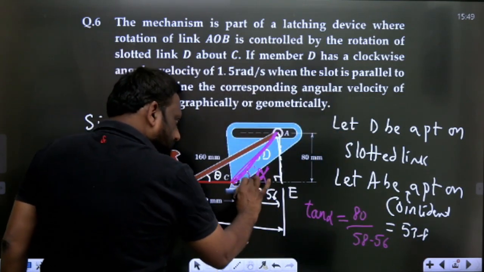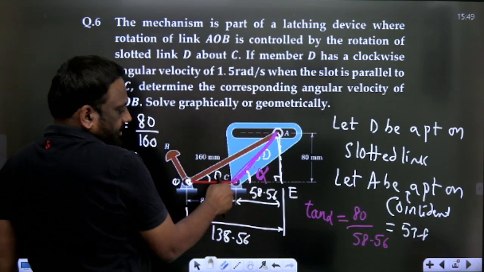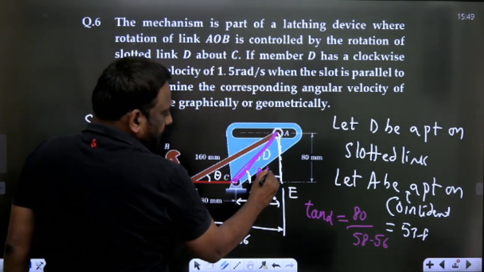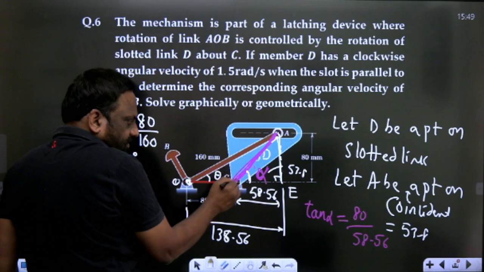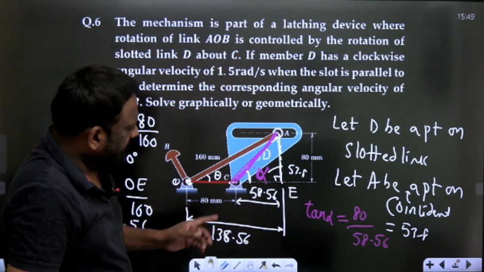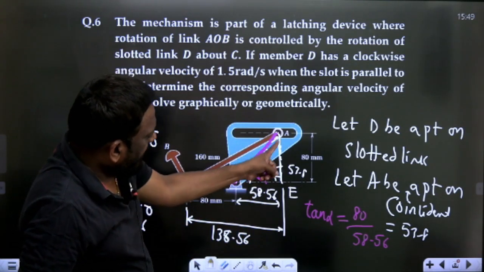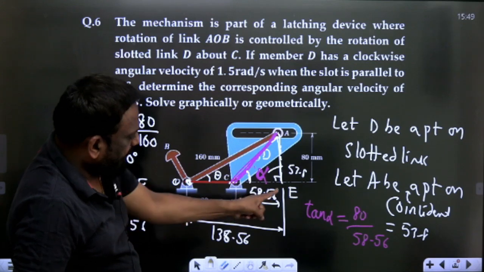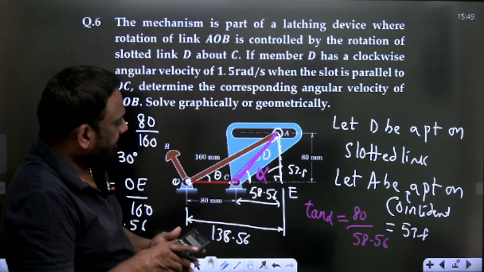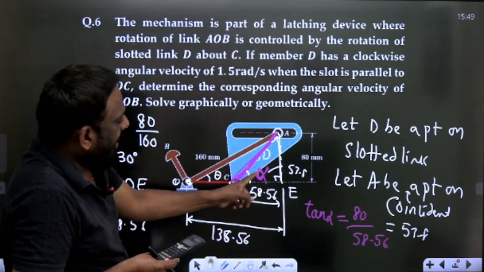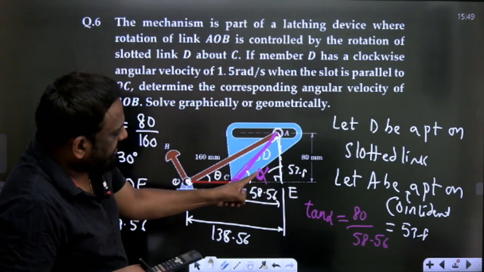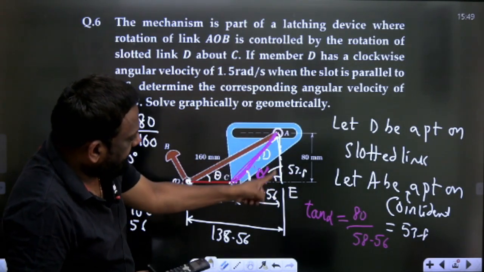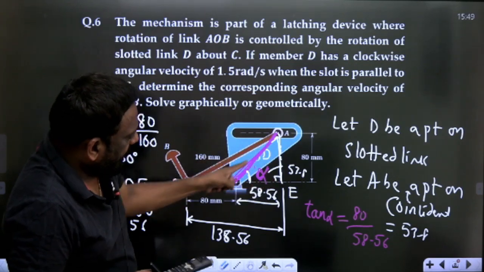This angle, the one which joins from C, is 53.8. So can I calculate this length, CA length? Very simple, sir. Because this vertical is 80, this is 58.56. Hypotenuse can be calculated easily. Or we can also calculate it, as this angle is known: sin theta is equal to, this angle is 53.8. Sin 53.8 is this vertical length, 80, divided by this.